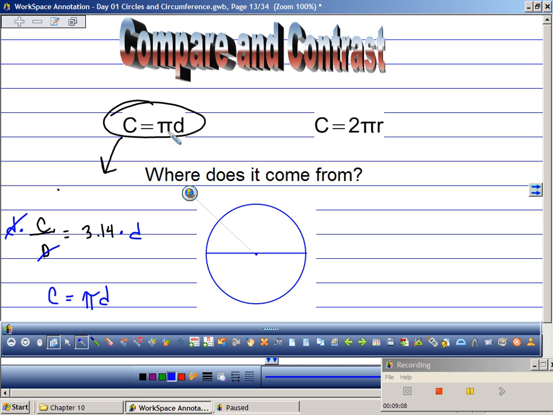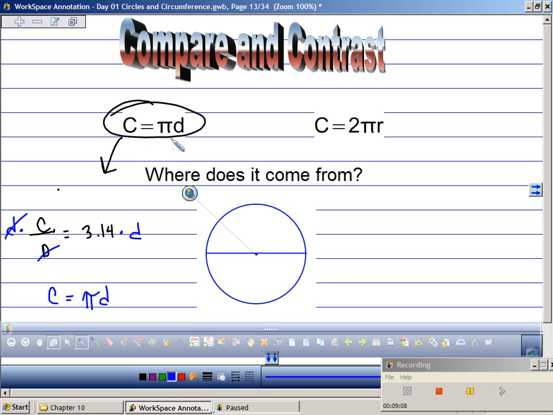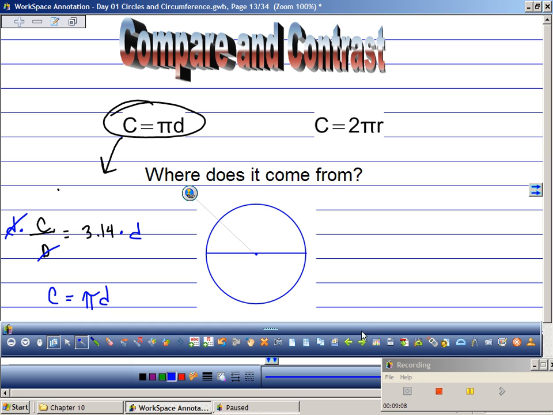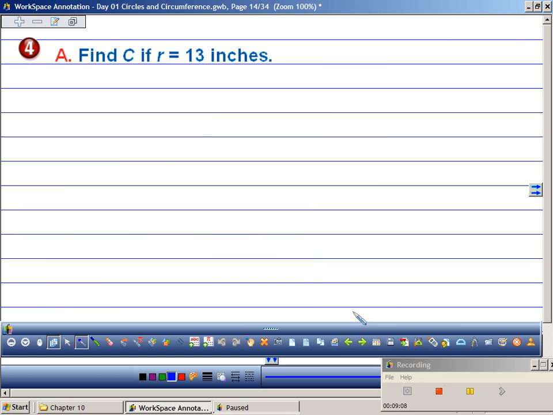And I have a video that shows you how pi not only works for that, but works for a lot of other interesting things too. We're going to watch a video as soon as we finish this lesson. Okay. So, write this one down. If r equals 13, we're going to find c.